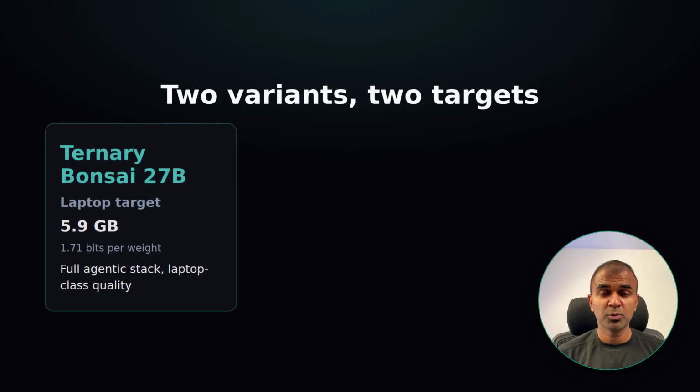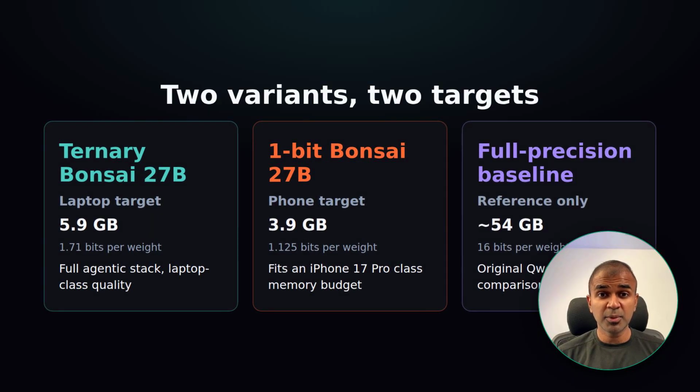There are 2 real-world variants. Ternary Bonsai uses 3 possible weight values at just under 2 bits per weight for a 5.9 gigabyte model built for laptops. 1-bit Bonsai goes further at about 1.1 bits per weight for a 3.9 gigabyte model, small enough for an iPhone 17 Pro. I'll compare that to the original at around 54 gigabytes in full precision.